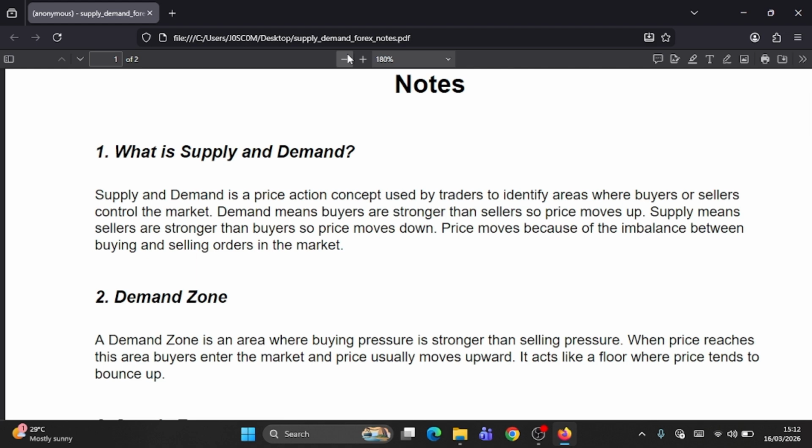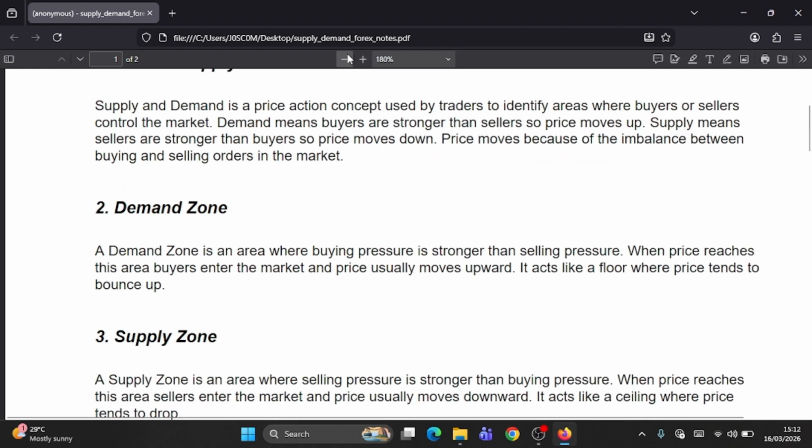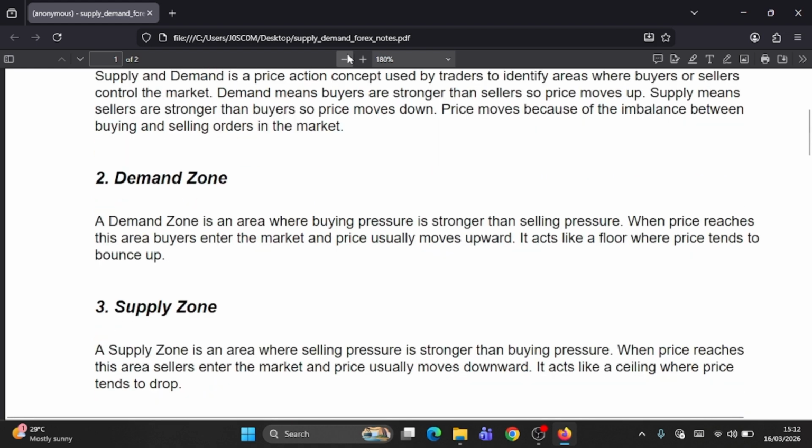What is supply and demand? Supply and demand is a price action concept used by traders to identify areas where buyers or sellers are in control of the market. Demand means buyers are stronger than sellers, so price moves up. Supply means sellers are stronger than buyers, so price moves down. Price moves because of the imbalance between the buying and selling orders in the market.